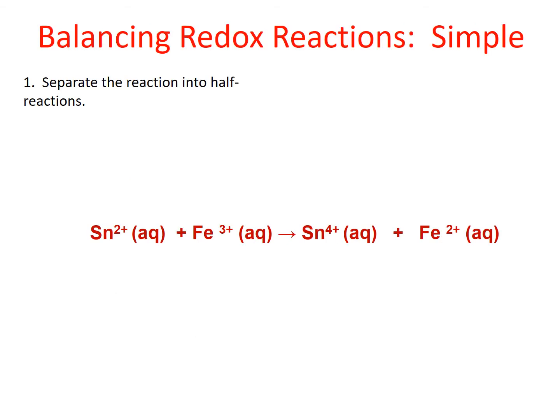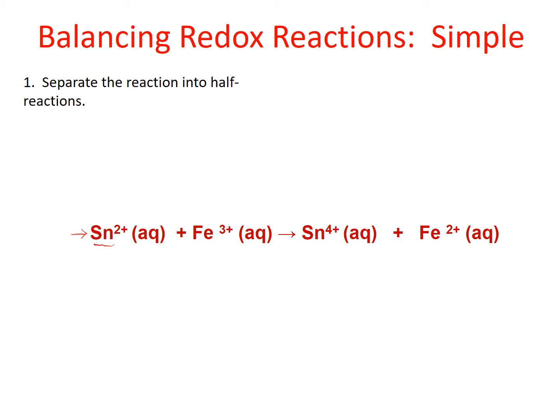So the first step in balancing any redox reaction is to take the net reaction that you're given to balance and break it apart into two half reactions. We're not going to worry about oxidation and reduction at this point. All we want to do to break those into half reactions is just take the different reactants and separate them into half reactions, and the product will be whatever those reactants become.